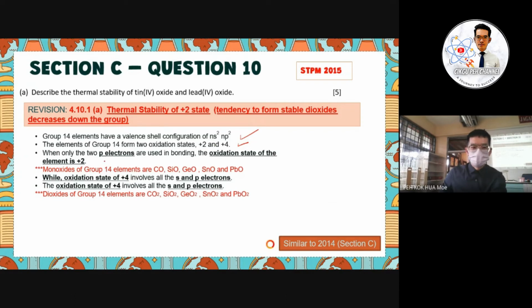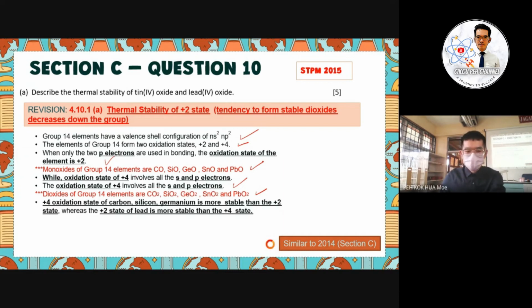For the +2 oxidation state, the monoxides of group 14 are involved. +4 is also involved, which we already discussed just now. The +4 oxidation state is stable from carbon to germanium, so that means carbon dioxide until germanium dioxide will be stable. And then the +2 state of lead is more stable, so that means PbO will be stable, because the stability of the +2 oxidation state increases going down the group.